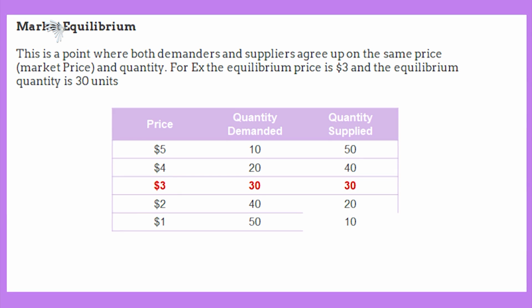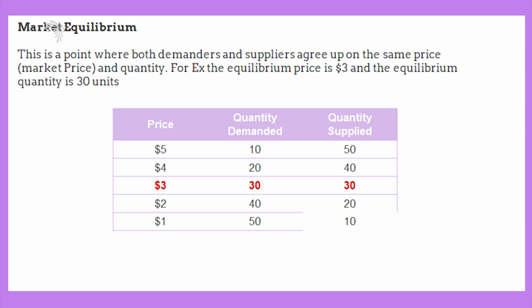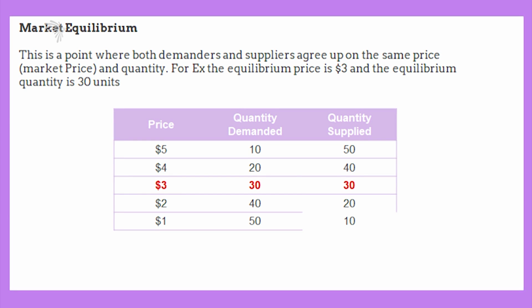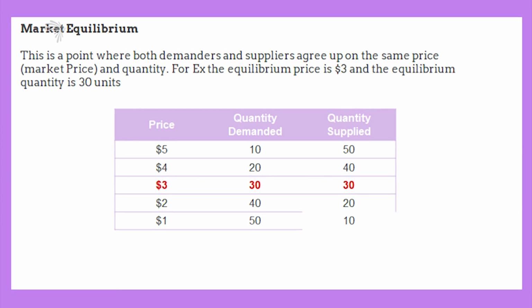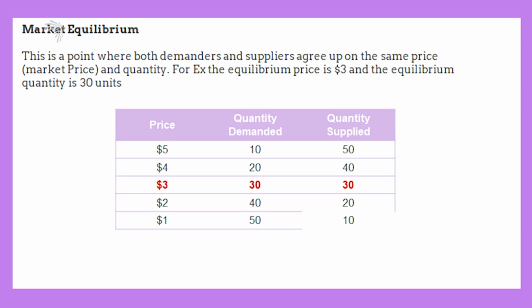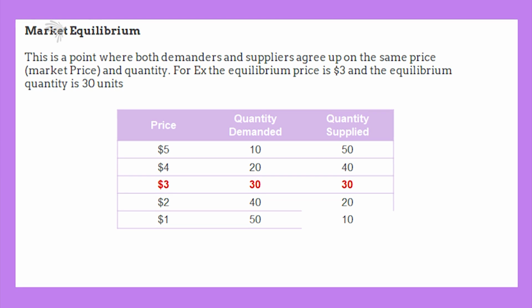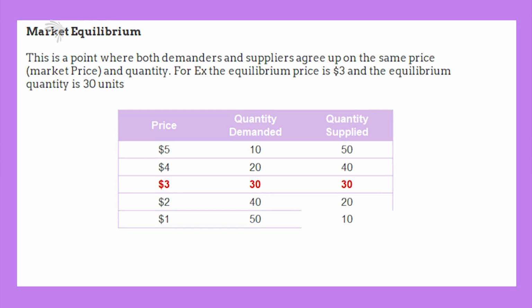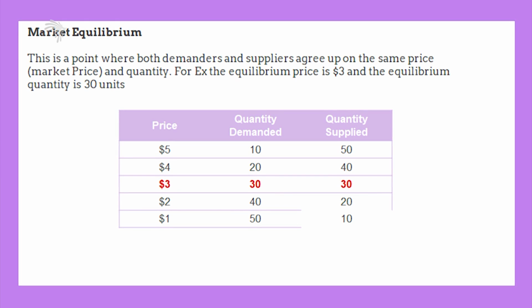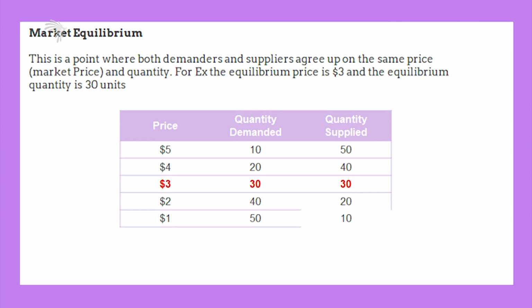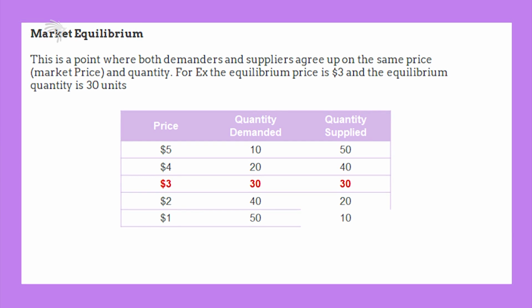They also agree upon the same quantity, and this quantity is called the market quantity. For example, as we see from the table below, the equilibrium price is $3 and the equilibrium quantity is 30 units. Why $3? Because at the price of $3, both the quantity demanded and quantity supplied are 30, or they are both equal.